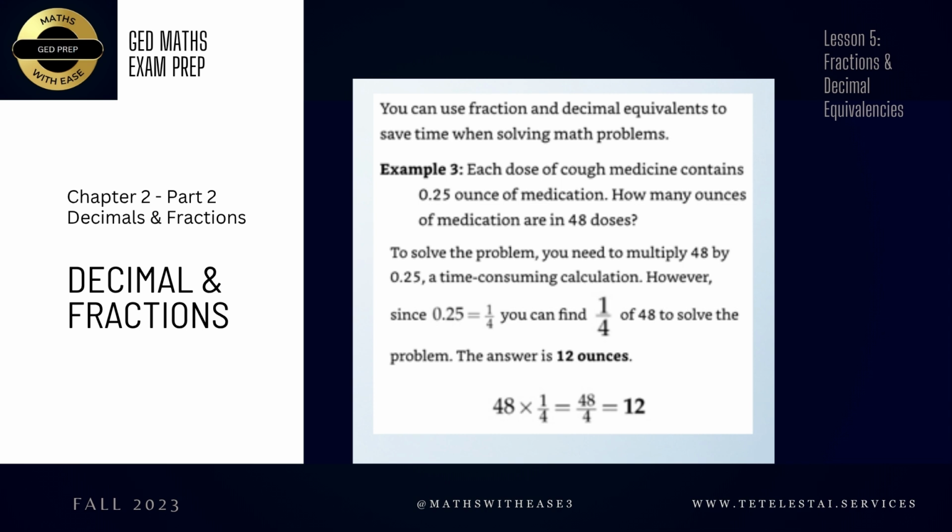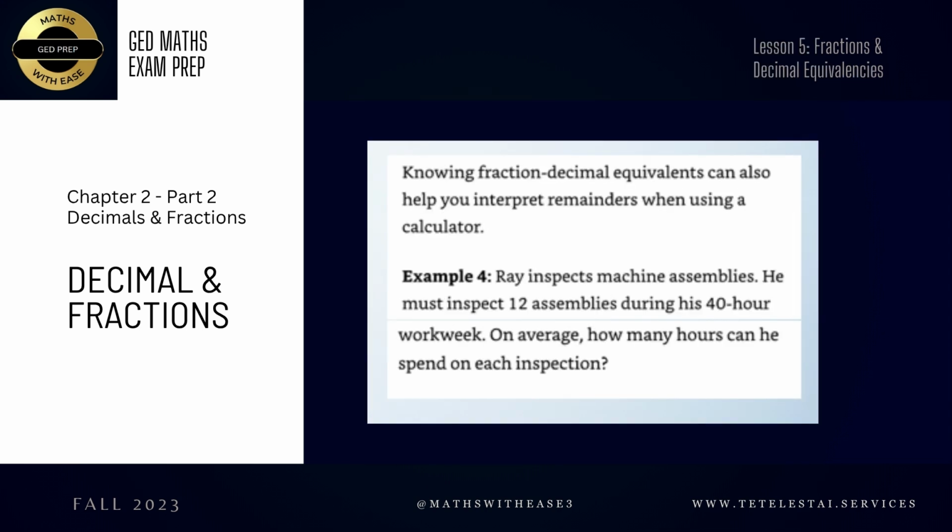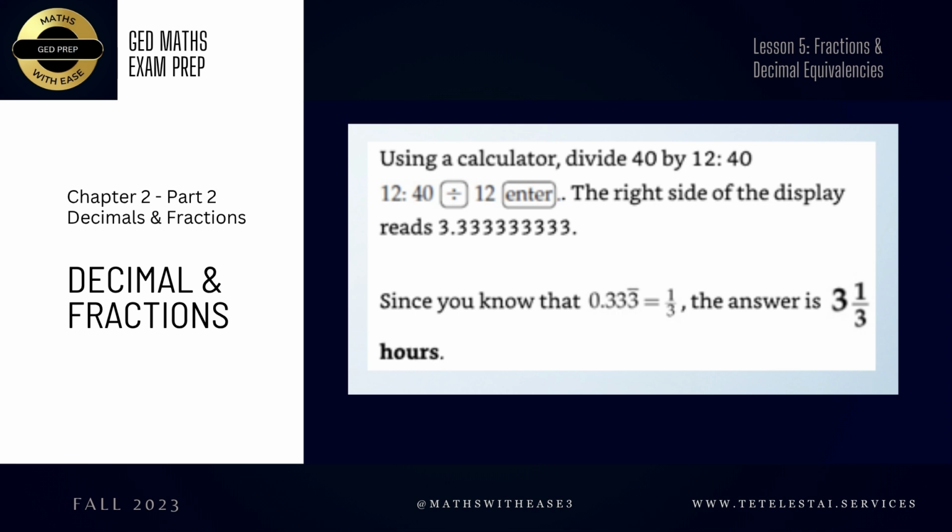So knowing fractional and decimal equivalencies can also help you interpret remainders when you're using a calculator. So, for example, Ray inspects machine assemblies, and he must inspect 12 assemblies during his 40-hour work week. On average, how many hours can he spend on each inspection? Okay, so basically all you would have to do in this case, we're given two numbers. We know the number of hours, we know the number of inspections. So all we have to do is divide the number of hours by the number of inspections. So that's 40 divided by 12. You would see once you enter these inputs into your calculator, 40 divided by 12, and press enter.